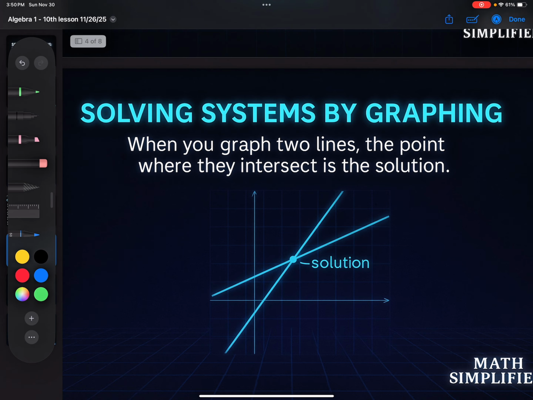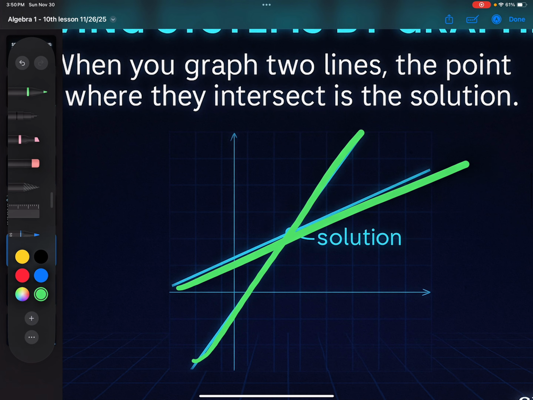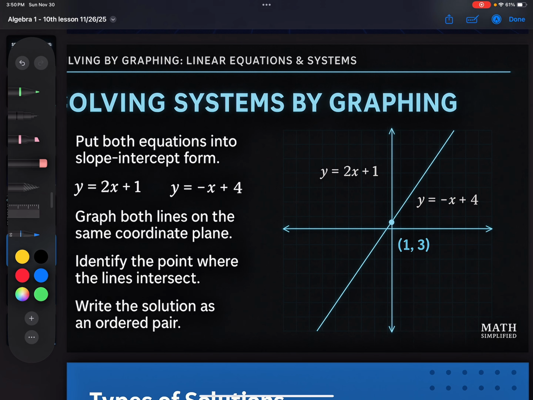Alright, like I was saying earlier, when you graph two lines, the point where they intersect is the solution. So you see there, these two lines are moving, and here is where they intersect, so that's their solution. Okay, so to solve these, put both equations into slope-intercept form.